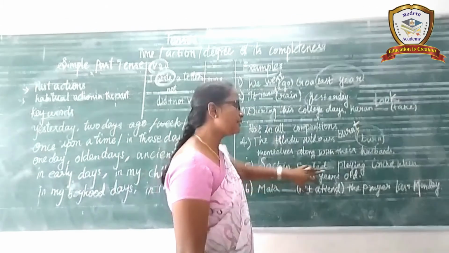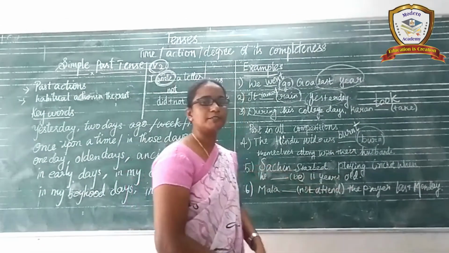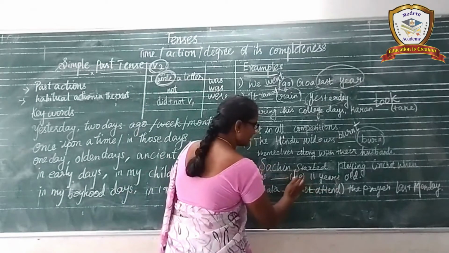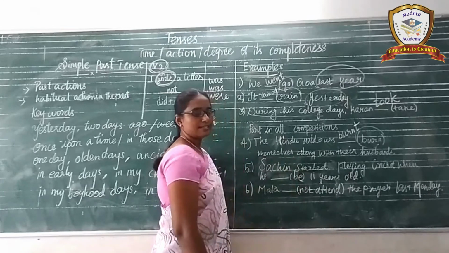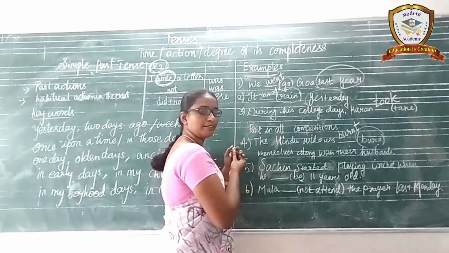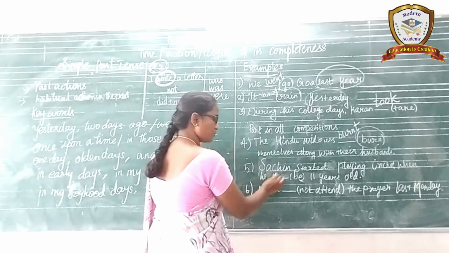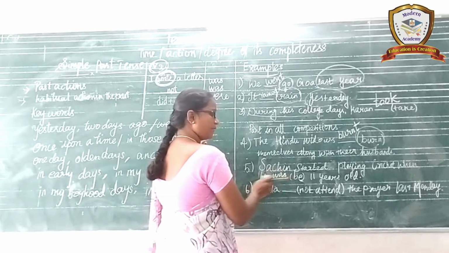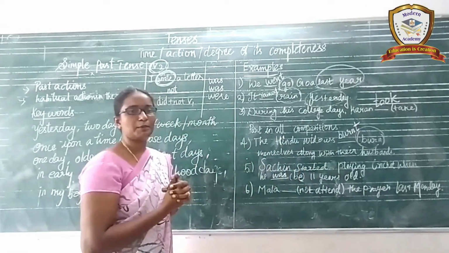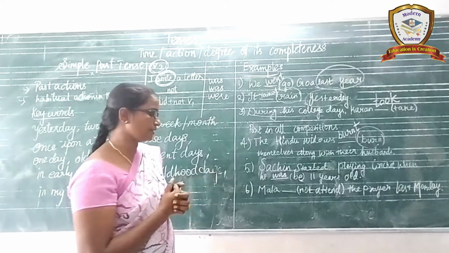Sachin started playing cricket when he was 11 years old. What is the verb in the sentence? Be. The incident happened in the past. What do you want to write? He followed by the be form verb in the past tense is was. When he was 11 years old, he started playing the game of cricket. Let us go to another sentence.